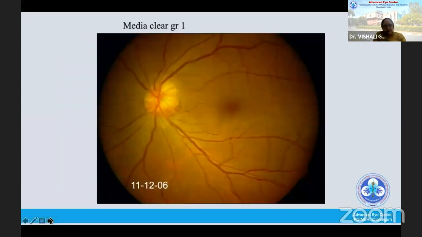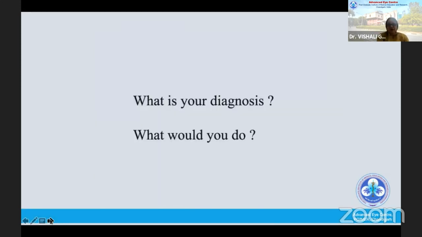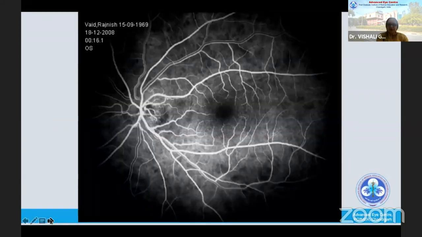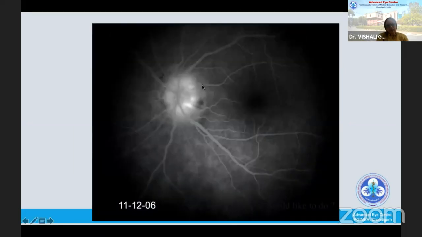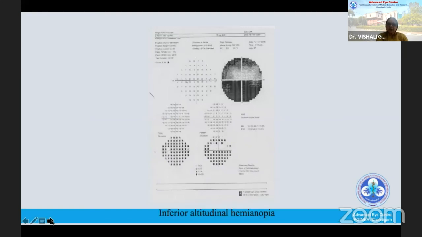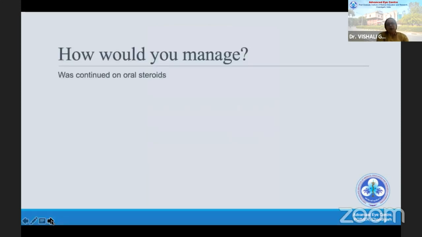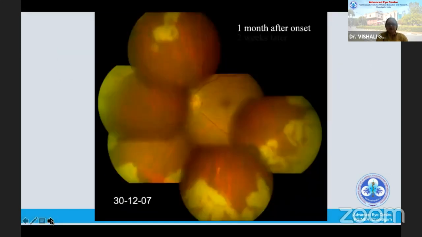So he was seen by one of our trainees, and of course, it looks like disc edema, it looks like optic neuritis, even to me. So it was thought of as optic neuritis. It's meant to be an interactive case, but anyways, the fluorescein was done, and it showed nothing very remarkable, something you would expect in optic edema. There was inferior altitudinal hemianopia. The visual field was done by the resident, and he was told to continue on oral steroids because it looked like optic neuritis, to be very honest with you.